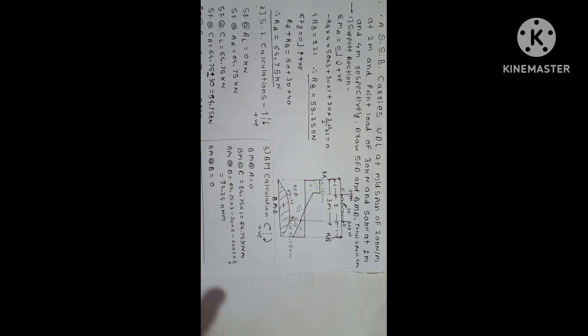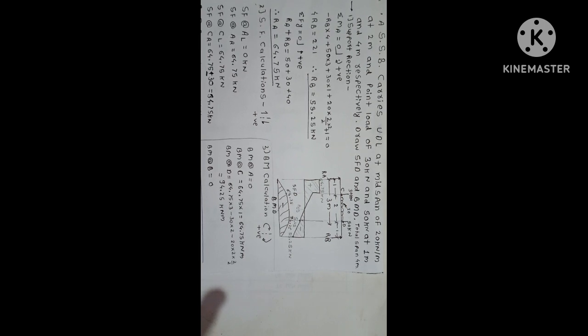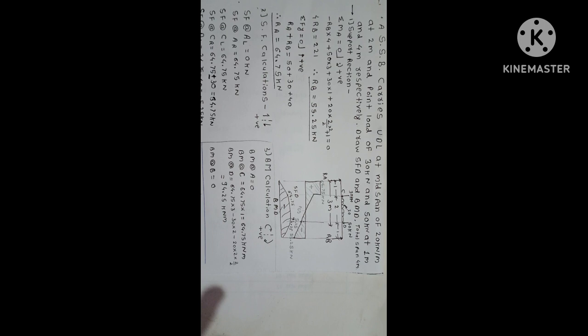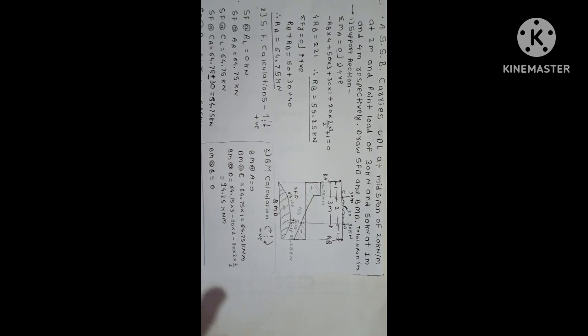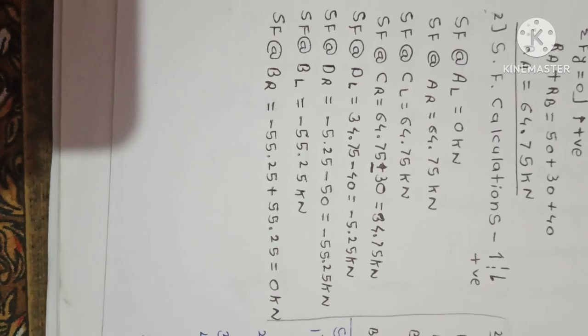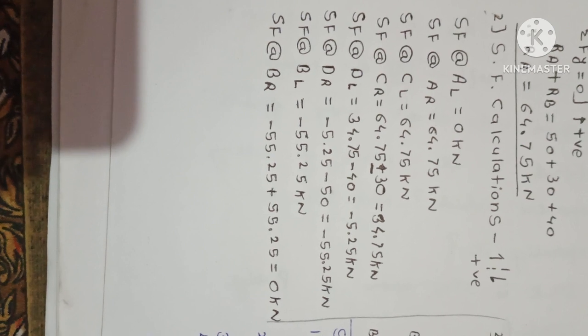Step number 2. Taking summation of all vertical forces. Here the notation is vertically upward forces positive and downward forces negative. RA plus RB minus 30 minus 20 into 2 minus 50 equals 0. By solving this equation we get the value of RA as 64.75 kilonewtons. Apply a check for accuracy: add both reactions, which equals the load on the beam.